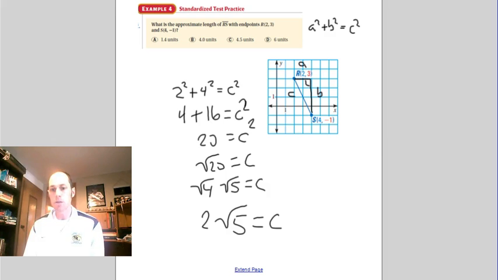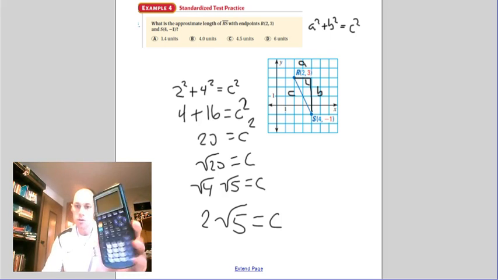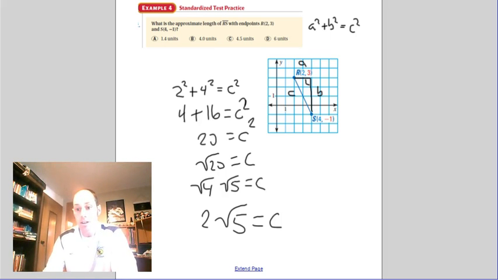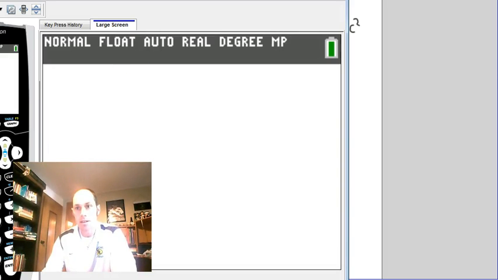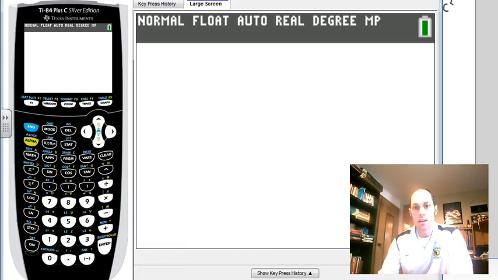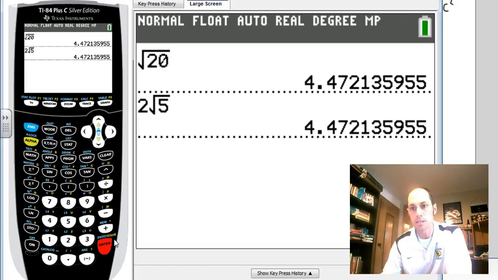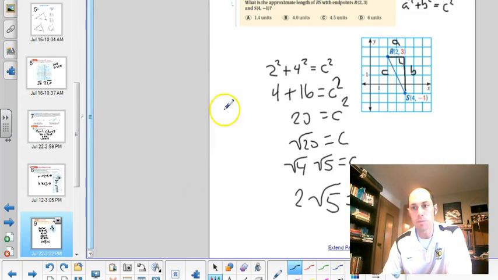In this case, it wants an approximate length. So we pull out our calculator. Hopefully you can see that. Maybe not, so maybe I'll pull out a different one so you can see it. Okay, there we go. Here's my electronic calculator. If we want to take the square root of 20, I can type that onto my calculator and get about 4.47. We could use the simplified version, 2 square roots of 5, and we should get the same value. Yes, we do. So 4.47 is the approximate measurement.